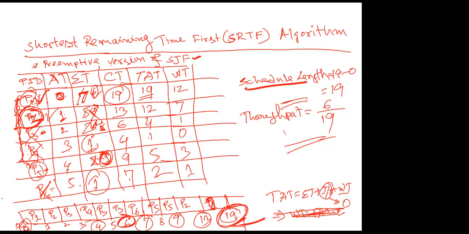So let's see. We have a little bit of time. Our next algorithm is the first come first serve algorithm. Okay, let's check what the first come first serve algorithm is. The process which comes in. Sorry, I have to write.